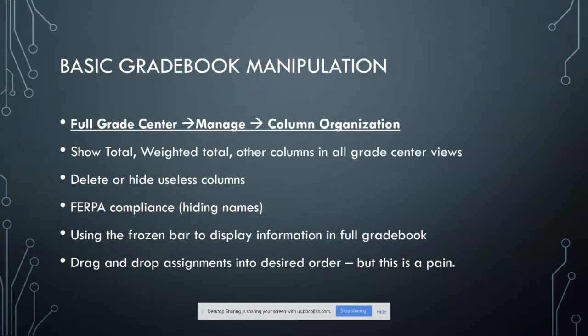So first of all, let's look at some basic gradebook manipulation. To get to this, you need to go to your full grade center, go to manage, and go to column organization. What I'm going to show you in here is a couple of ways to, first of all, move the total and the weighted total up to the top so that you can see it at the top of your gradebook. Delete or hide useless columns, do some things for FERPA compliance here, and also show you how to use the frozen bar to control what information you can see in your gradebook as you're scrolling through it and recording grades. And then also how to drag and drop some assignments into a desired order. But as you see, this is a pain.